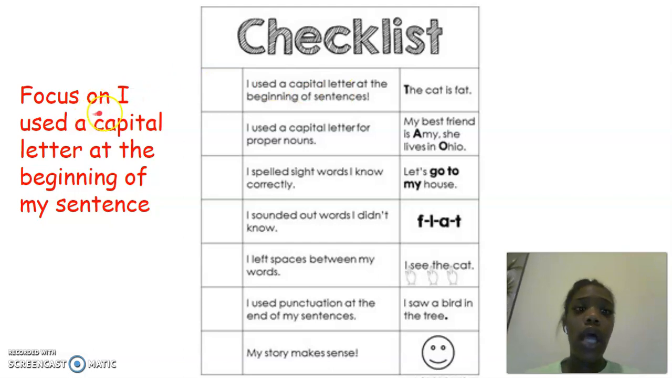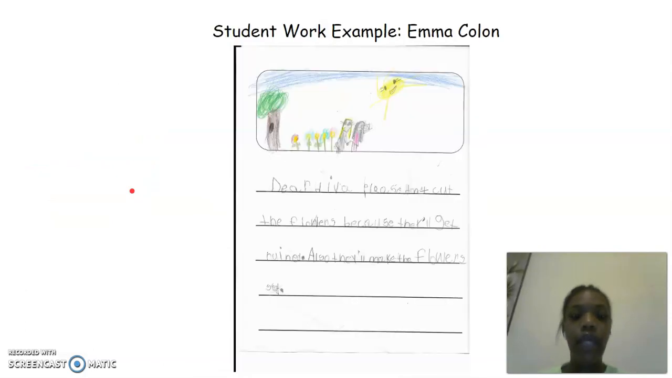So today for your part of your have to, while you're writing, I want you to focus on the I used a capital letter at the beginning of my sentence. And I say that because if you look at Emma's, Emma made sure that she used a capital B at the beginning of her sentence, which is very effective. So I want you all to do the same thing. Make sure that when you're reading your work and you know that it's readable, also be checking that you have capital letters at the beginning of each sentence. Okay?